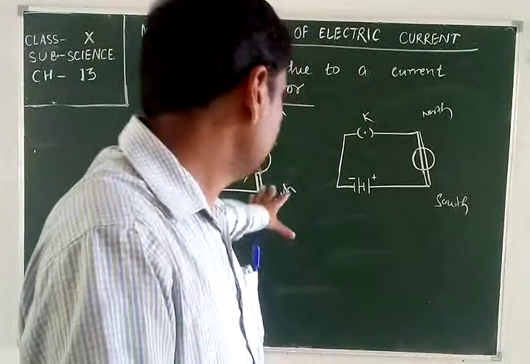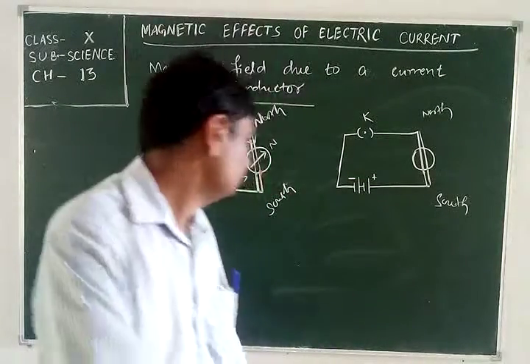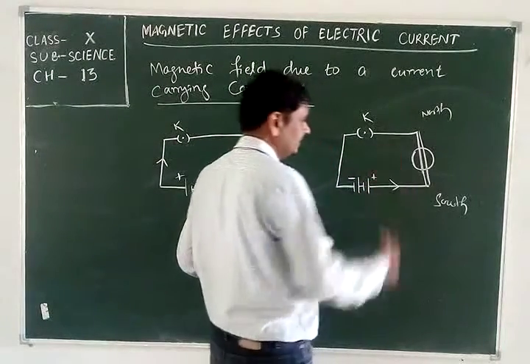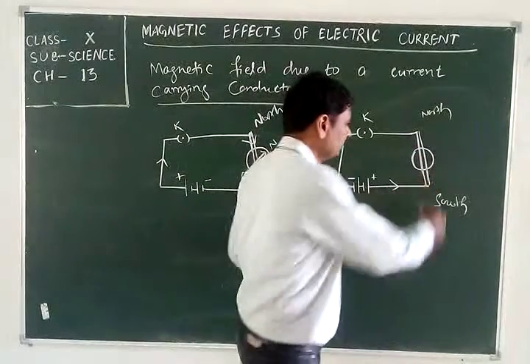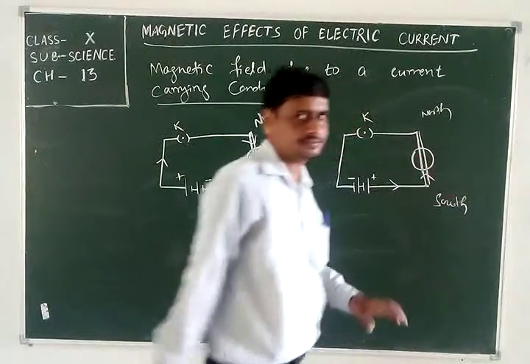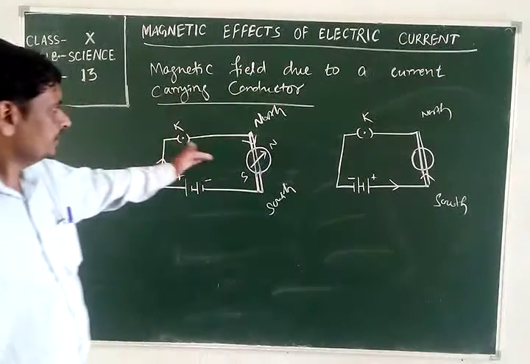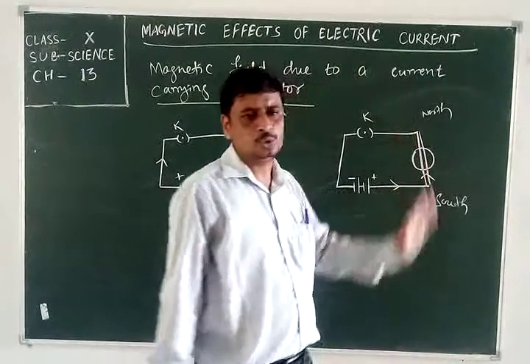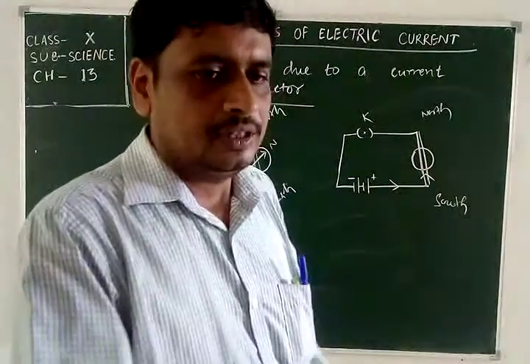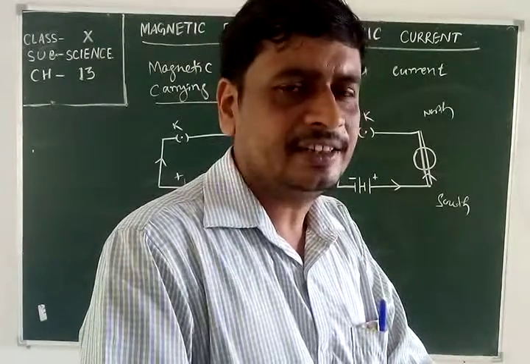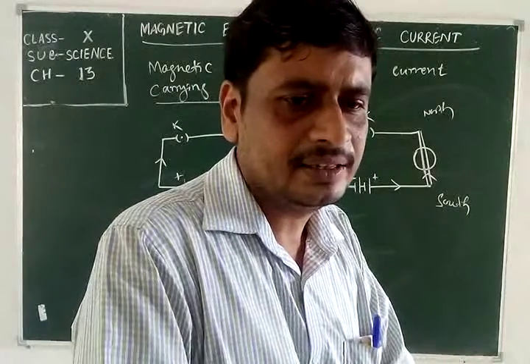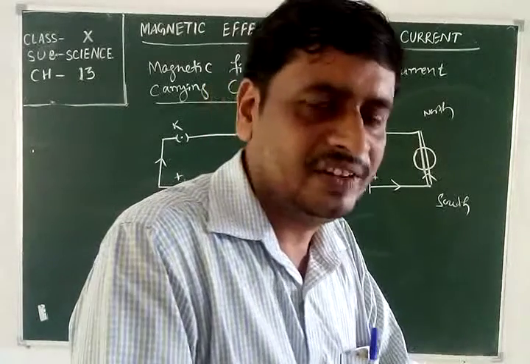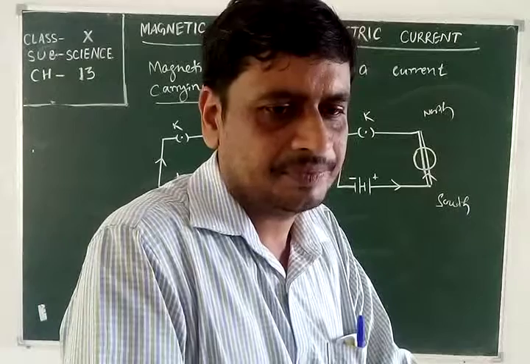Here, the terminals of the battery are changed. This one is positive, this one is negative. Current will flow in this direction, that is, in the conductor it will flow from south to north. In the first case, it was flowing from north to south, but in the second case, the current is flowing from south to north. It results in a change in the direction of current through the copper wire. We will observe a change in the direction of deflection of that compass needle.